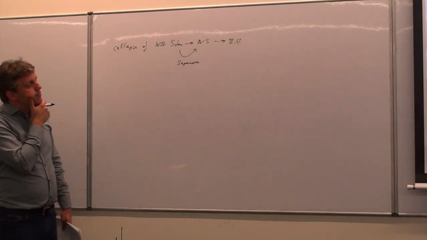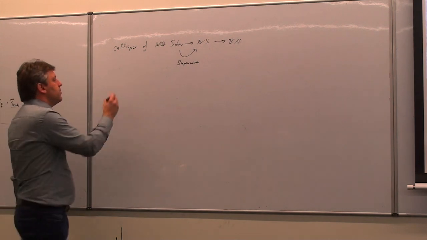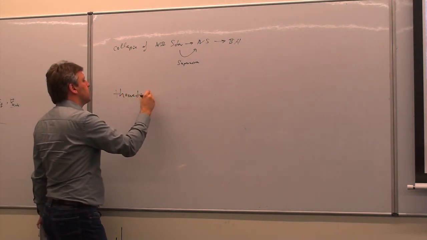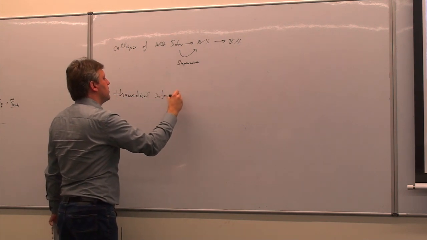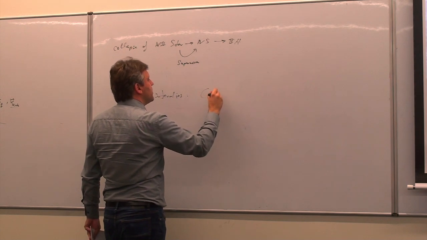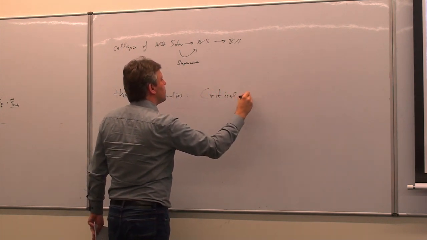Then there's also more theoretical studies of the properties of Einstein's equations. And the most important one there is what now goes under the name critical collapse.